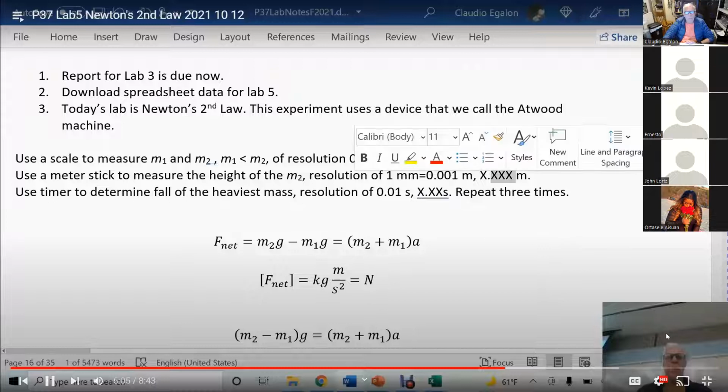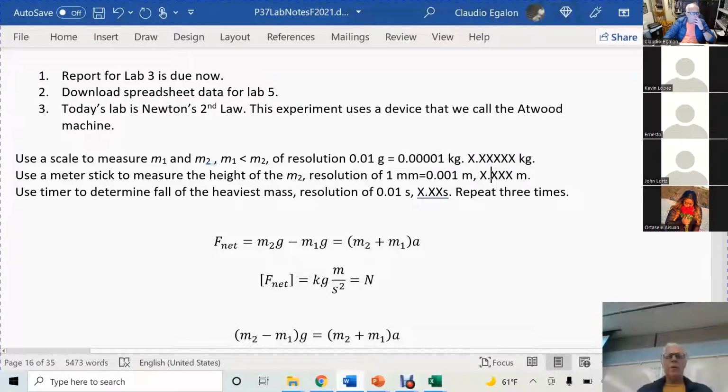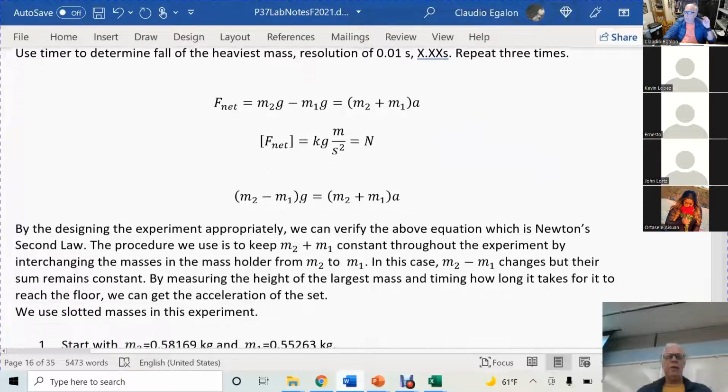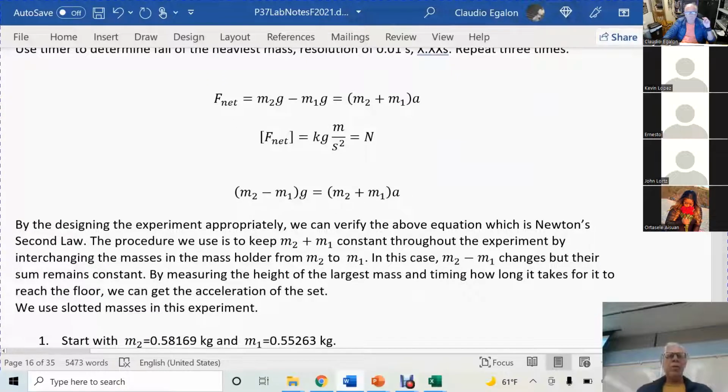Again, here are the different figures that you have to have there. And you're going to use a timer to determine the fall time of the heaviest mass with a resolution of 1/100 of a second. Repeat 3 times. Here are the equations that we use using Newton's law.